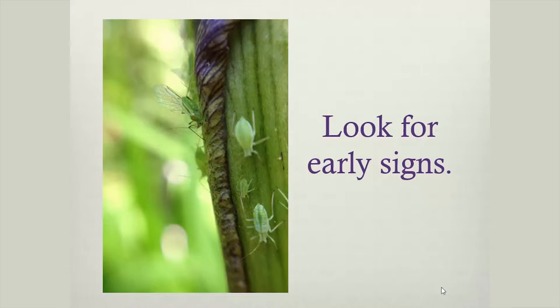But again, insecticidal soaps will work. If you can find these winged girls, these are the ones that mean that your populations are just starting. So watch for them. It is in March that you'll see the winged adults.